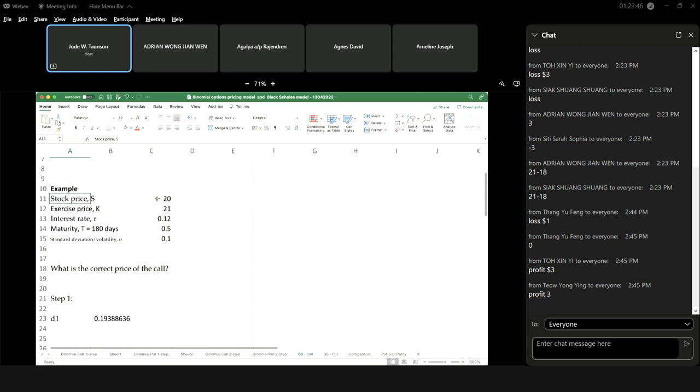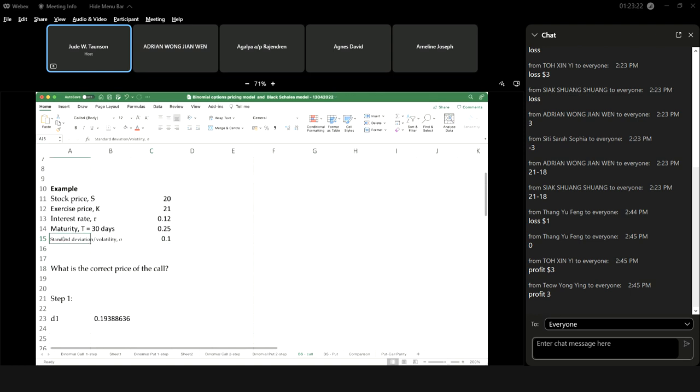The stock price is 20 today, the same problem, same situation. The strike price is 21, interest rate is 12%. Maturity should be 0.25, right? We change to 30 days so that we get a more identical answer. 30 days, which is 0.25. How to get 0.25? It equals 3 divided by 12, right?